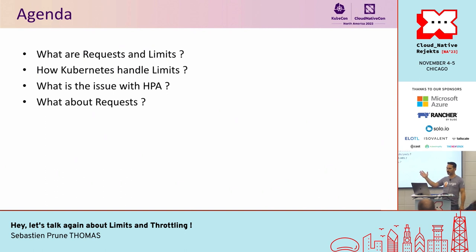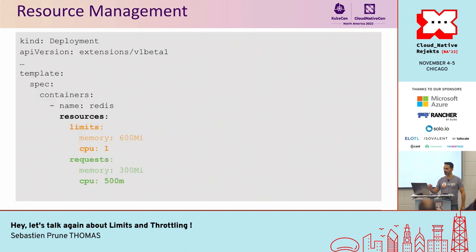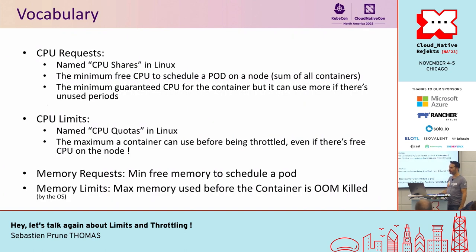So the agenda, again: what are requests, what are limits, what that means for Kubernetes, do I have an issue with my HPA because of that? For the ones who know, when you deploy something, like a deployment or stateful set, it's actually not in the deployment itself, it's in the pod, in the container section. You can define requests, so what my pod wants, and limits, what my pod, or my container, can use.